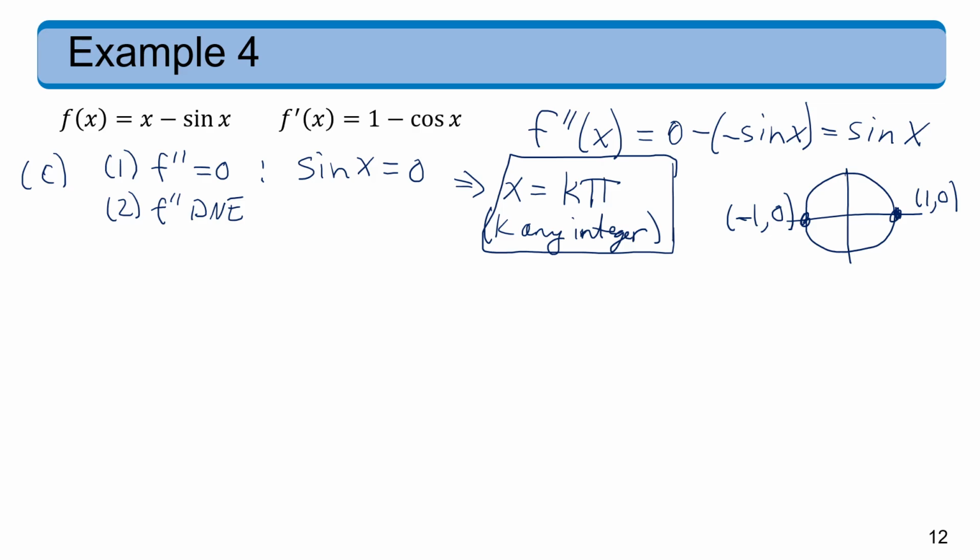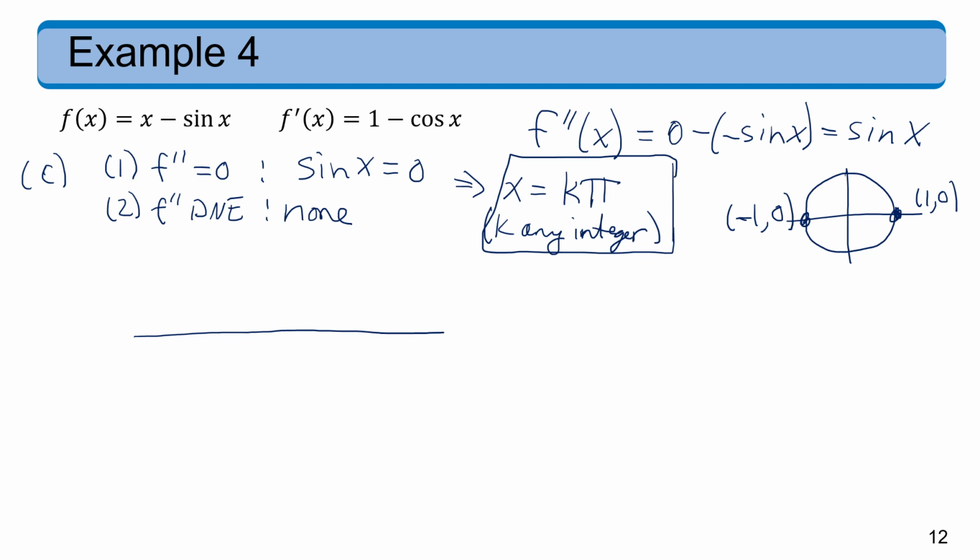Now let's look at values that make the second derivative undefined. Well, f double prime is sine of x, and it's defined everywhere, so we don't get anything from that. So now we take all of the numbers we found, the k pi's, and put them on a number line. We can't list all of them because there's an infinite number, but just list a few to see the pattern.